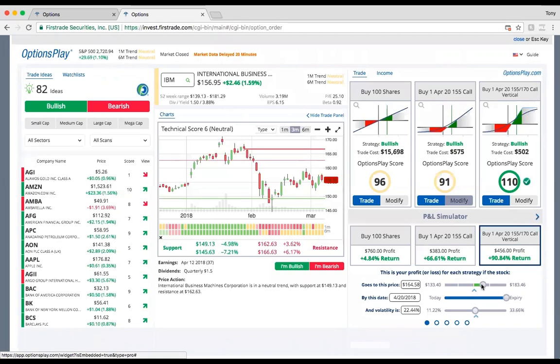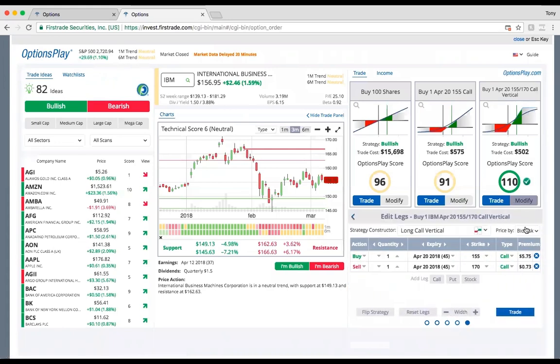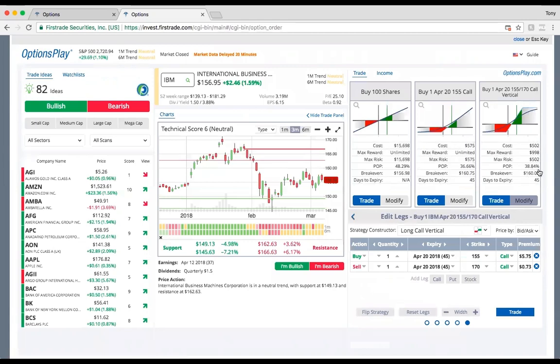What option price does the tool use to calculate the return? The bid-ask price or somewhere in the middle? Great question again. When you click on modify, everything that we're showing you here, the trade cost, the options play score, the returns, the max risk, max reward, break-even prices, these are all by default based on the bid-ask price. But you can also price this based on the mid. So you can click on modify and say, show me what the mid price looks like, then we'll recalculate everything for you based on the options mid price.